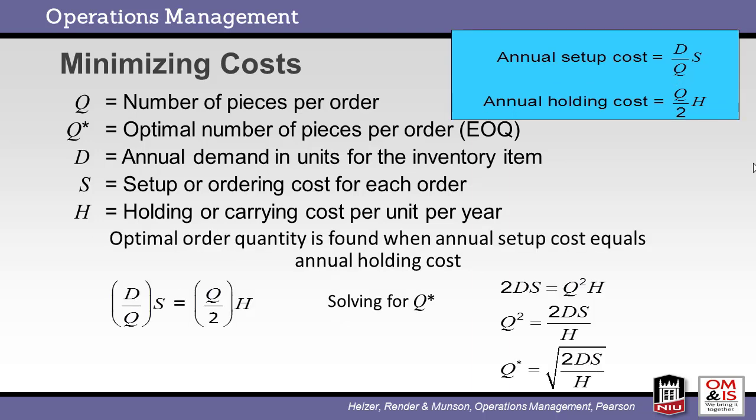We determined earlier that the lowest cost is found when setup cost equals holding cost. Equating the equations of the two costs, then solving for Q star, we find that the economic order quantity Q star equals the square root of the quantity 2 times the annual demand times the setup cost divided by the annual holding cost.